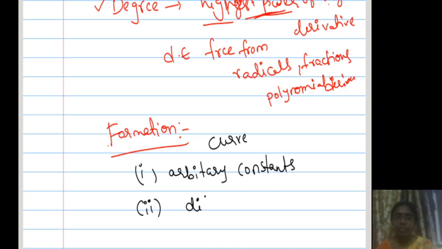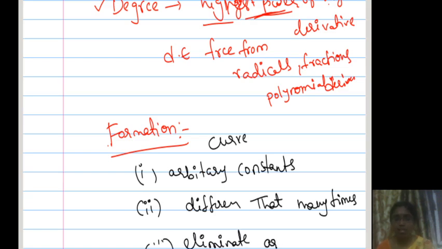So what is your second step? For example, if two arbitrary constants are in the solution, you have to differentiate twice. Differentiate that many times as the number of arbitrary constants you observed in the solution of the curve. After differentiating, you will get some equations. By using all those equations, as the third step, you should eliminate the arbitrary constants. Whatever arbitrary constants are present, you have to eliminate them.